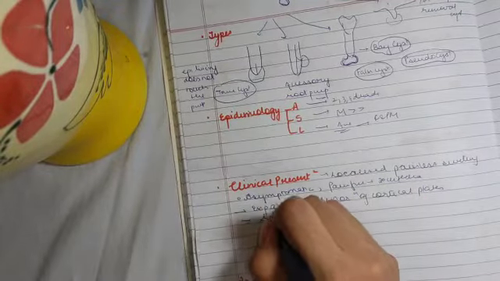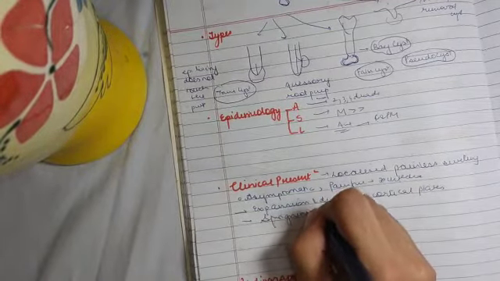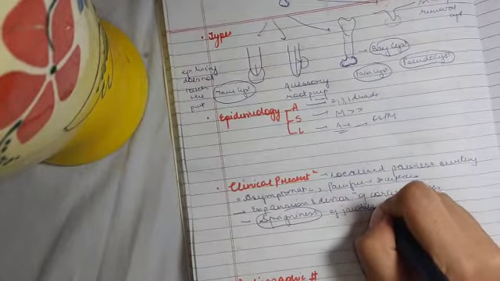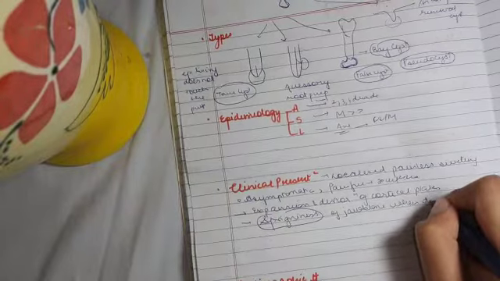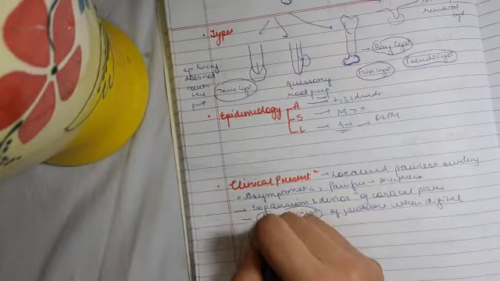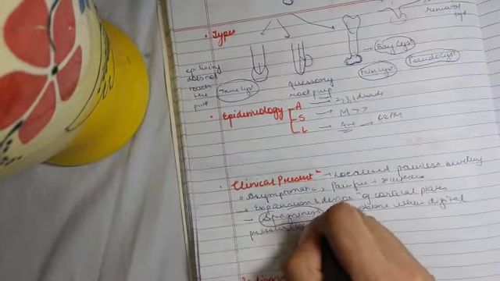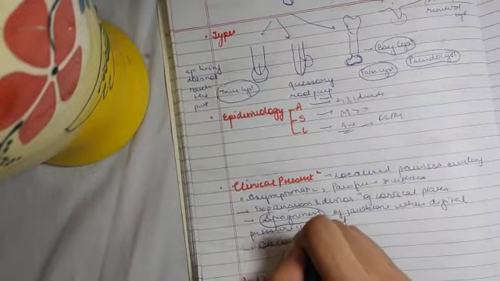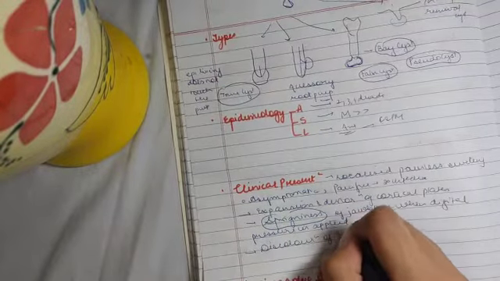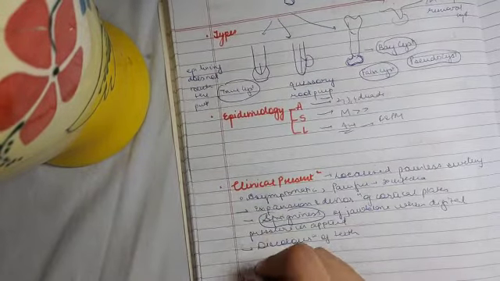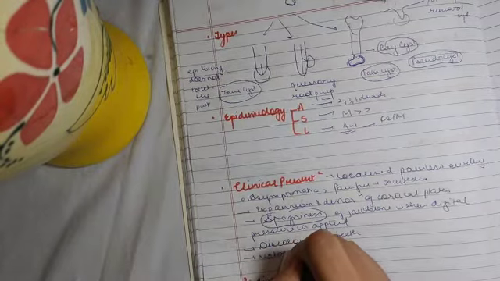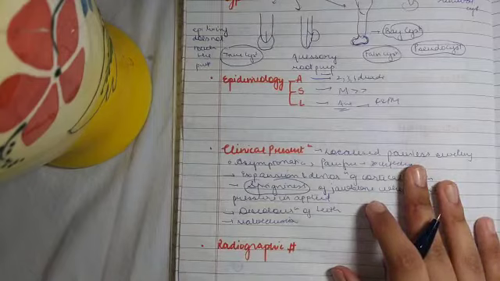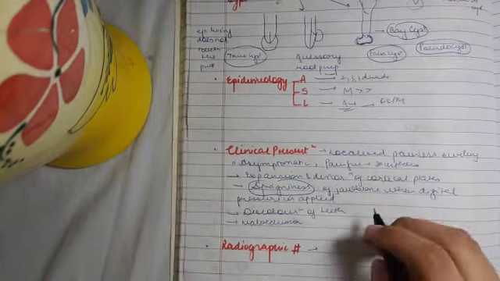Then a very important thing is the springiness of jaw bone when digital pressure is applied. Then discoloration of teeth, malocclusion. All right. Now let's talk about the radiographic features.